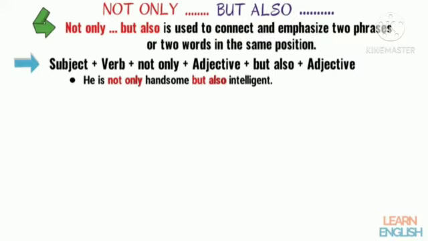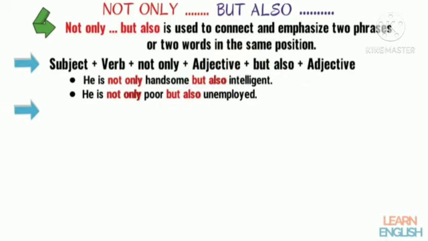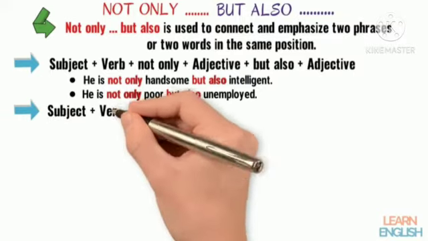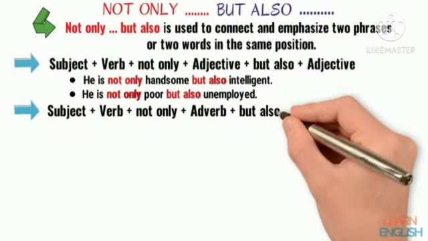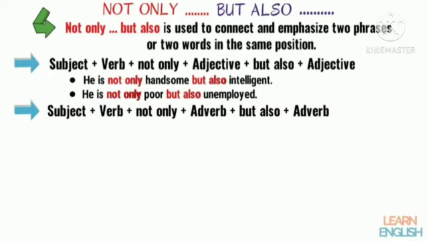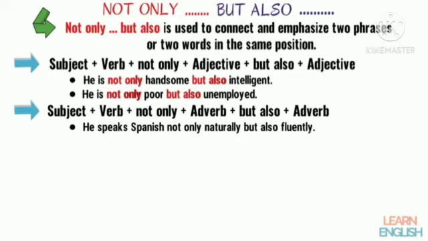Here see the example. He is not only handsome but also intelligent. He is the subject and is the verb. Then not only, and the next the quality, handsome but also intelligent. And then the next one: He is not only poor but also unemployed. It won't always be an adjective. It will be an adverb also. Subject plus verb plus not only plus adverb plus but also plus adverb. For example, he speaks Spanish not only naturally but also fluently. Here naturally and fluently are the adverbs, combined by using not only but also.